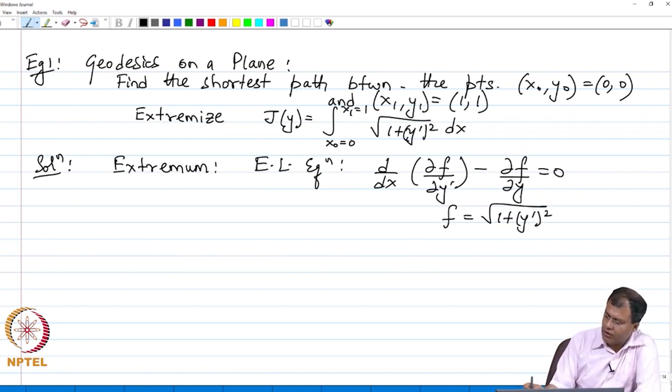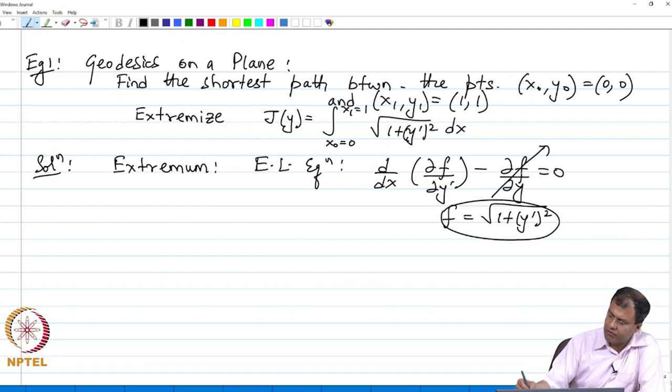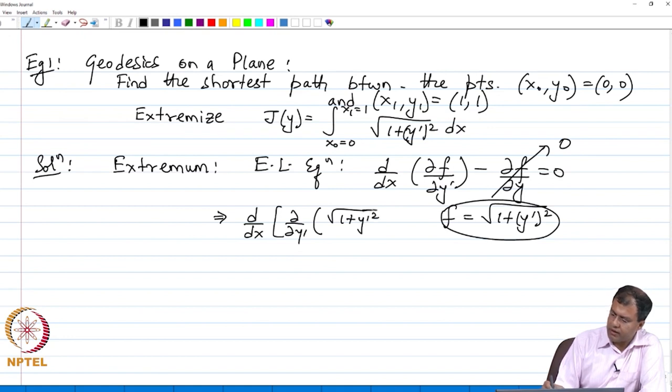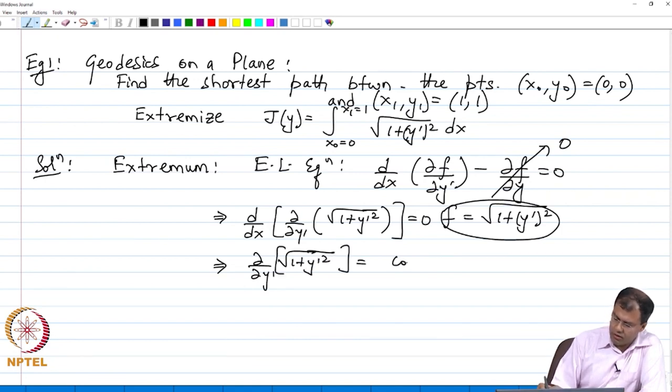Here f is the integrand, square root of 1 plus y prime squared. We see that f is independent of y, f is only a function of y prime, which means I can say for certain that the partial derivative of f with respect to y is 0, because there is no y appearing in this function. So, now my Euler Lagrange equation reduces to d/dx of del/del y prime of square root of 1 plus y prime squared set equal to 0. If we integrate this expression with respect to x, we see that del/del y prime of square root of 1 plus y prime squared is equal to a constant.